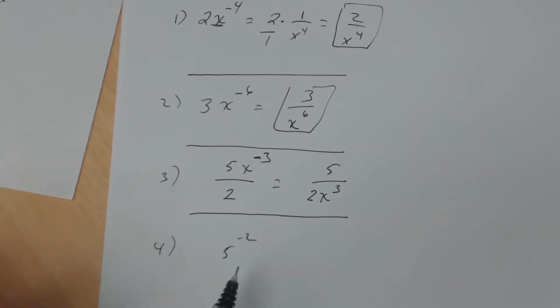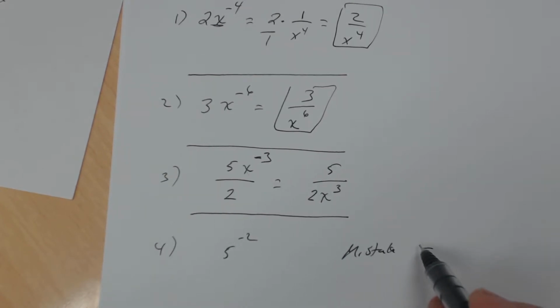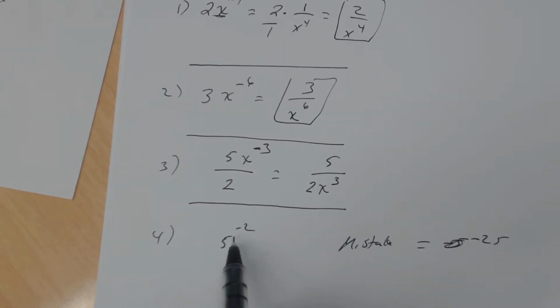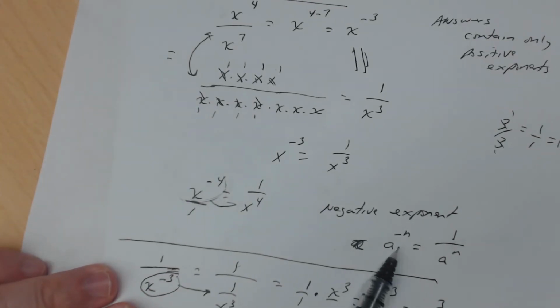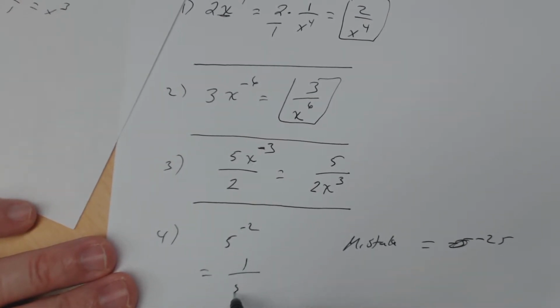Now, a common mistake people make is they want to say that's going to equal negative 25. That is not true. The negative exponent here does not say square 5 and then make it negative. That's not what that says. We have to use our negative exponent rule. So according to this, that's going to be 1 over 5 squared. So that's 1 over 25.